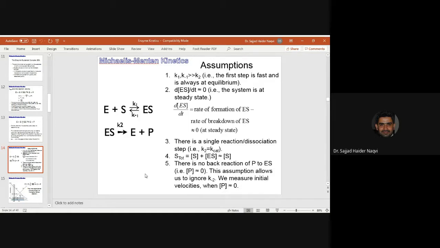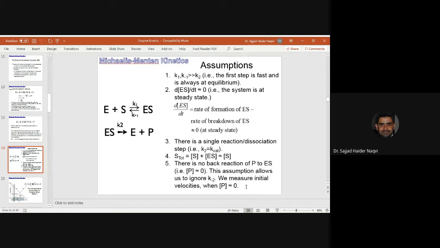This assumption allows us to ignore K2. When we say the concentration of P is zero, that means this reaction is not going on. And when this reaction is not going on, that means K2 can be ignored. So now our entire dependence is on this first step we are talking about, right? So we measure initial velocity when the concentration of P is zero.